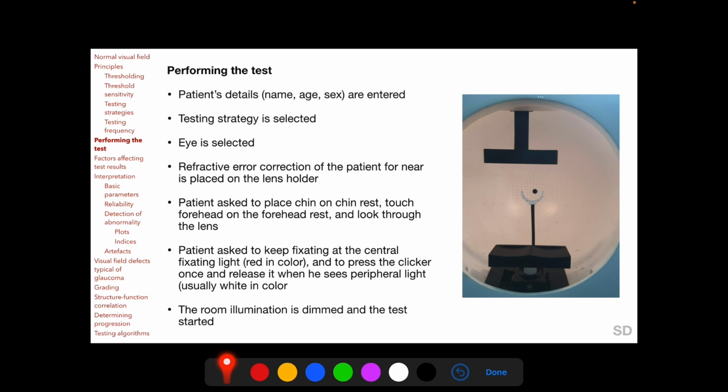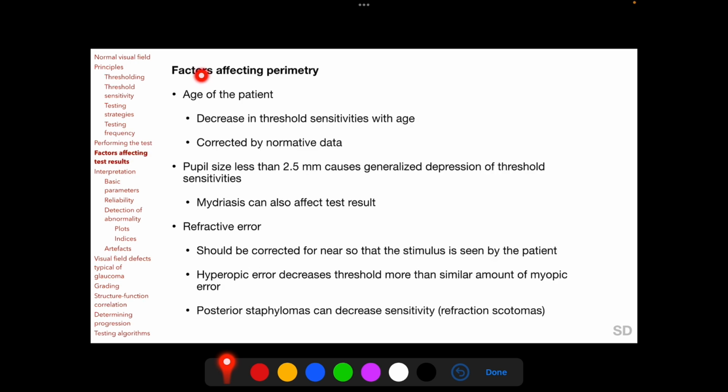periphery of the ball. Factors affecting perimetry result include age of the patient, as there is a decrease in threshold sensitivities with increasing age, and this, as we have seen, is corrected by normative data, which is age bracketed. Pupil size less than 2.5 mm causes generalized depression of threshold sensitivities across the visual field. On the other hand, mydriasis can also affect test result.